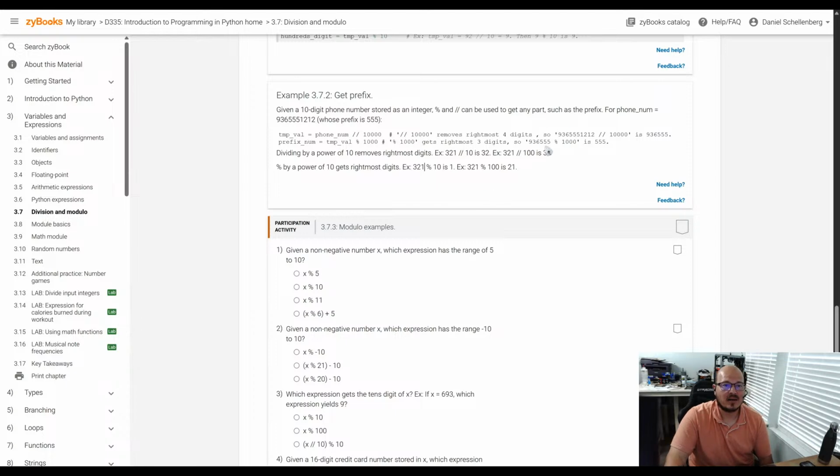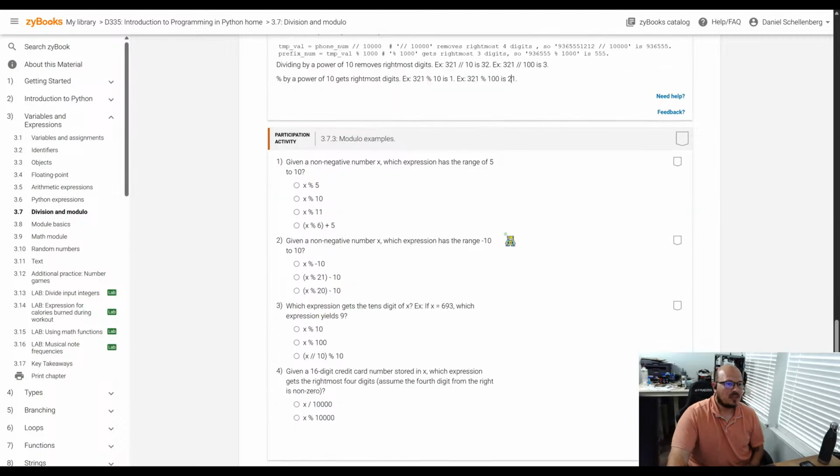Because here, we went from the decimal being here to the decimal being here. So 321 modulo 10, it wants us to move it over 1. It keeps everything to the right, so the answer is 1. 321 modulo 100 moves the decimal twice to the left. Modulo keeps everything to the right, so the answer is 21. I hope that makes sense. If not, let me know.